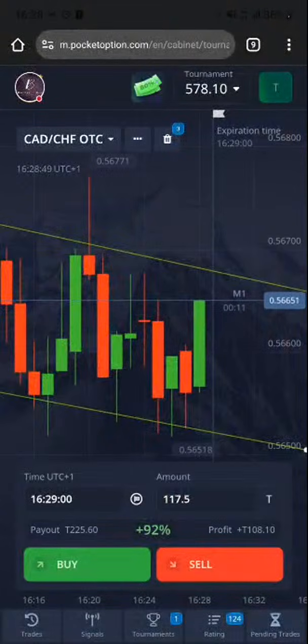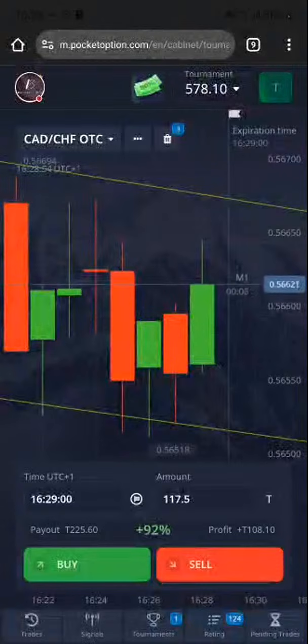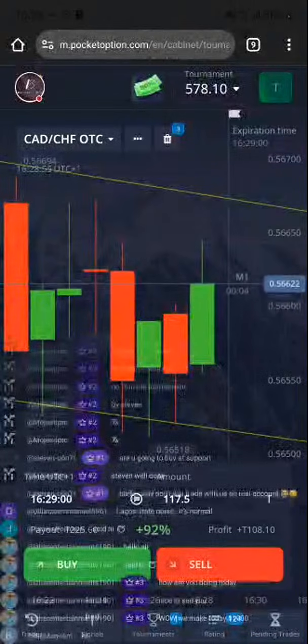That's very beautiful. And another thing that one can observe is that you see this doji can begin to give us this red green pattern.